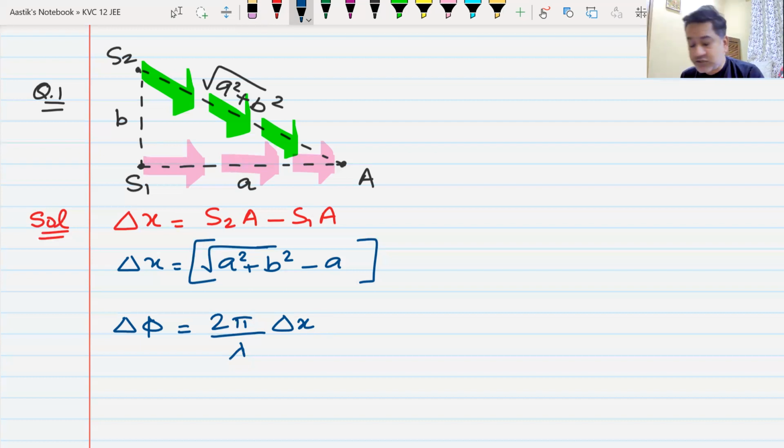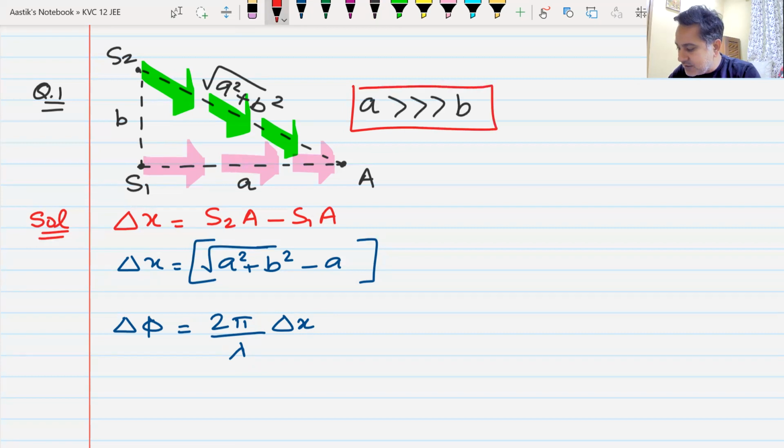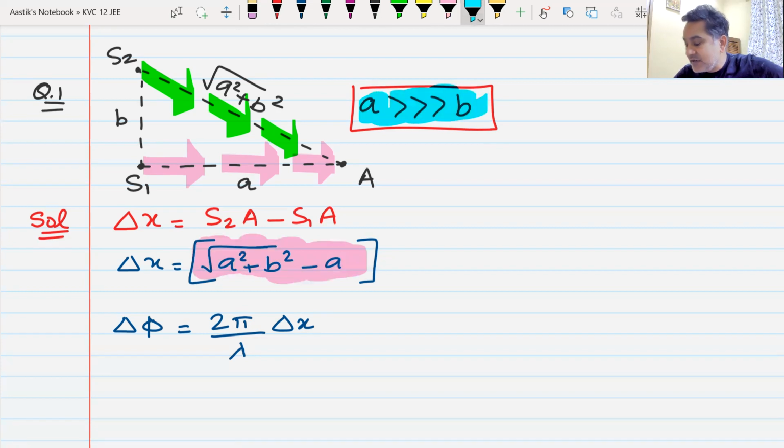Now, many a times when this question comes, the path difference looks very complicated. So what they do is they give you a special condition. The condition they normally give you is that this A is very, very large compared to B. Just for this expression to look a bit simpler than it actually is, they give you a condition that A is very large compared to B.